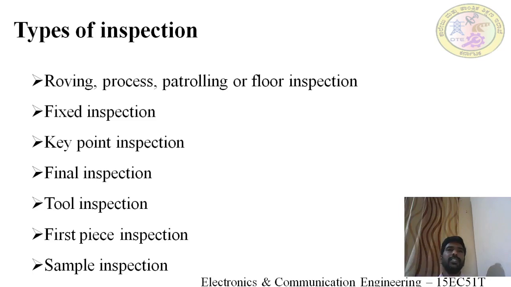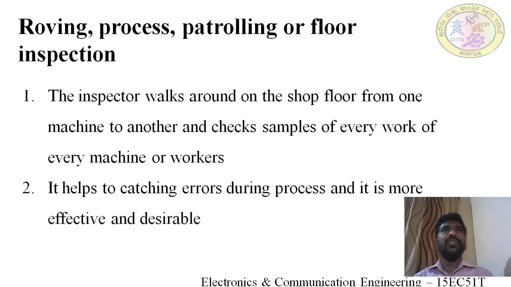These are all the inspections mentioned as per your syllabus. One is roving, process, patrolling or floor inspection, fixed inspection, key part inspection, final inspection, tool inspection, first piece inspection, sample inspection. We're going to see them one by one. See, the first one is the roving inspection.